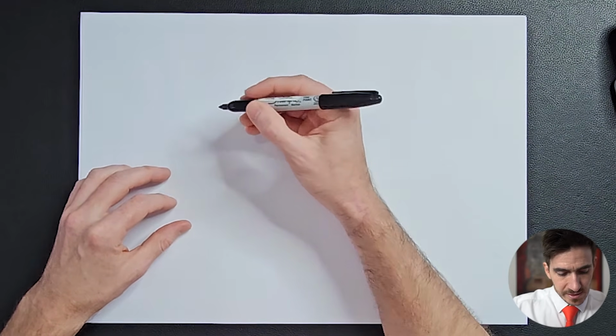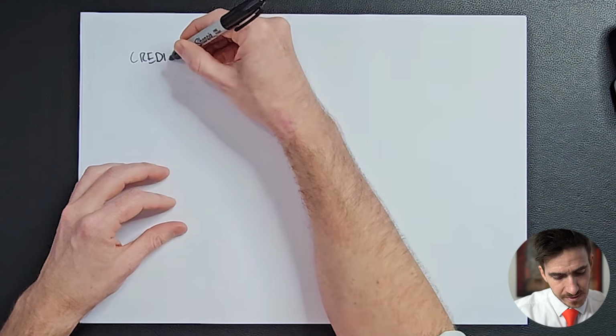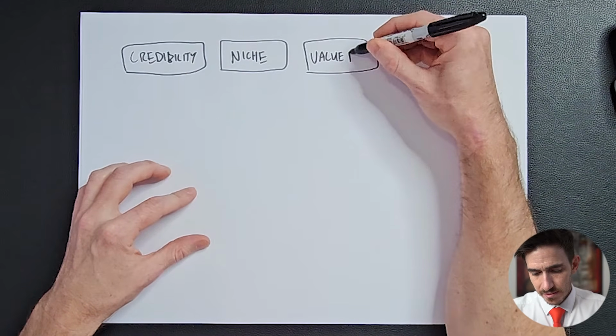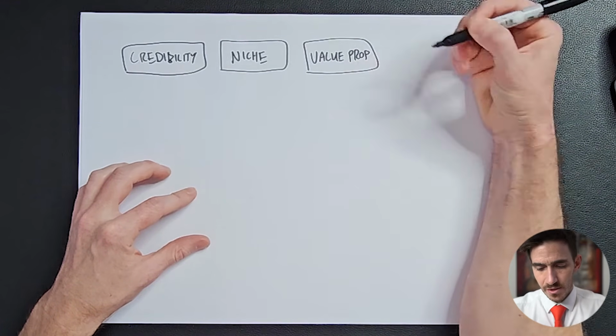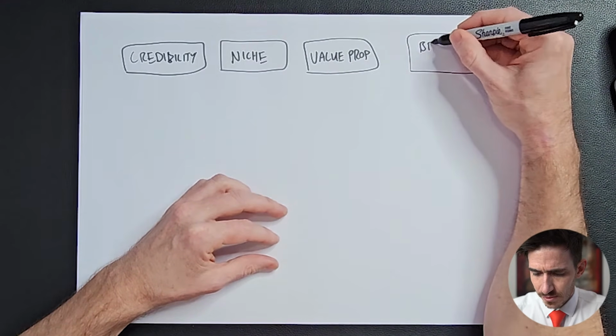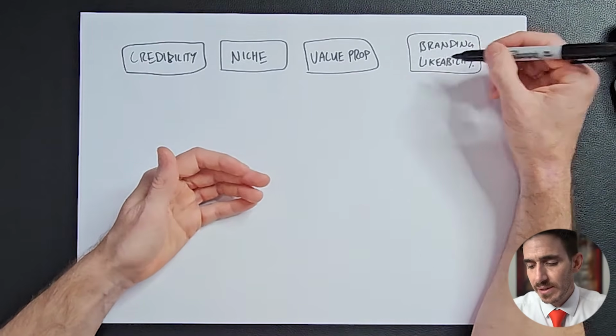And so it really comes down to credibility. I hope I spelled that right. You're specializing or niching, value proposition, message to market, offer. And the last one, I'll call it branding or likability. Essentially your ability to stand out.